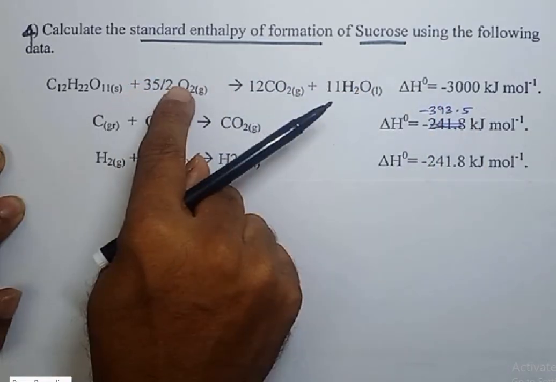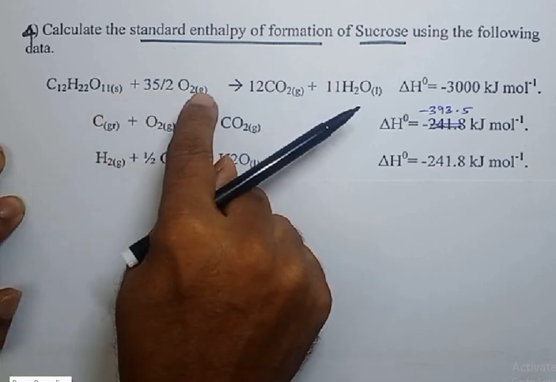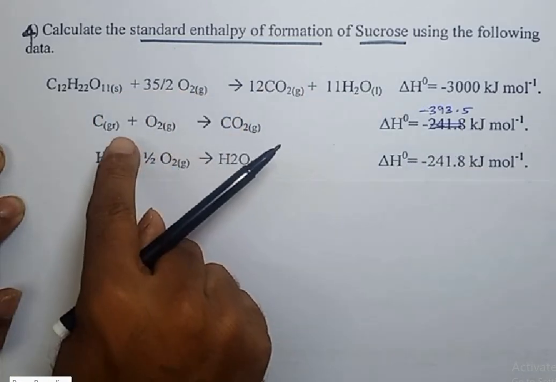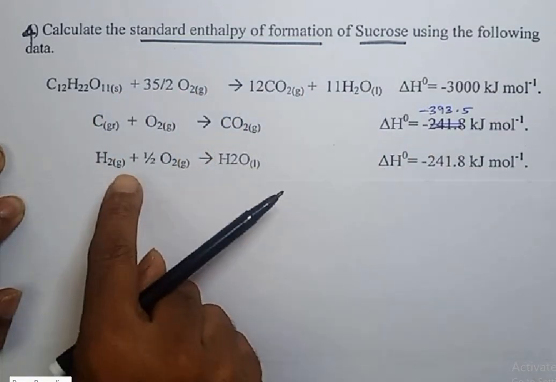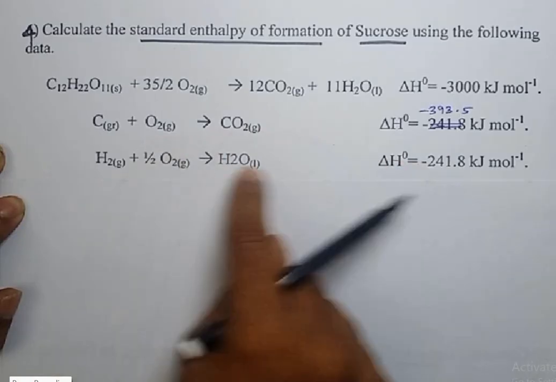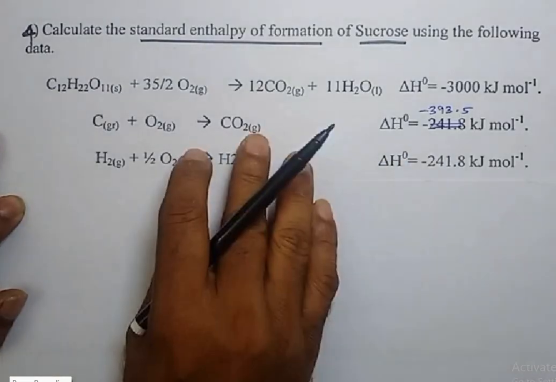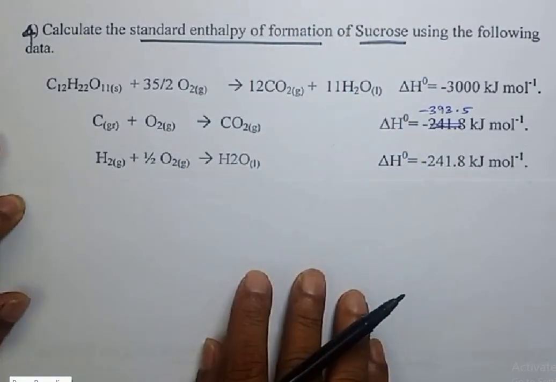This is called enthalpy of combustion, correct? Enthalpy of combustion of sucrose. And the enthalpy of formation of CO2 and the enthalpy of formation of water, these two data are given. Now, using this, you have to calculate the enthalpy of formation of sucrose. Yes, how to do that?